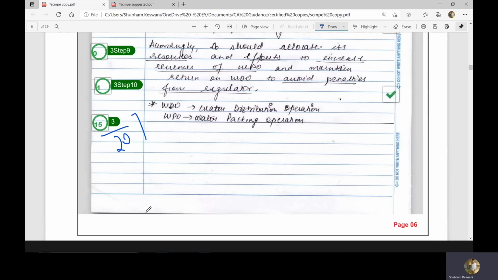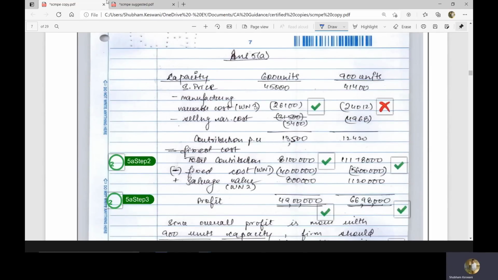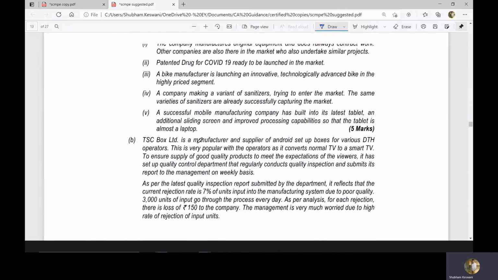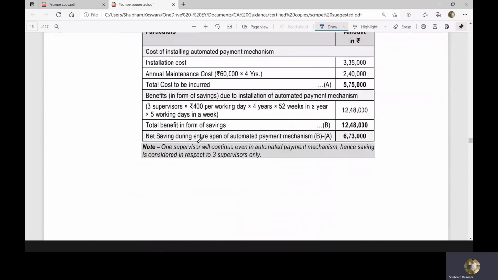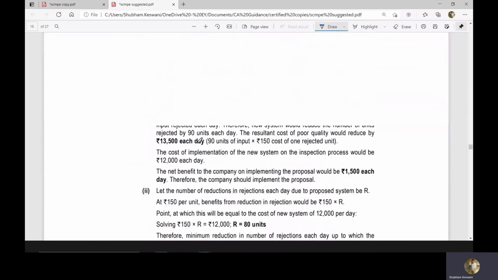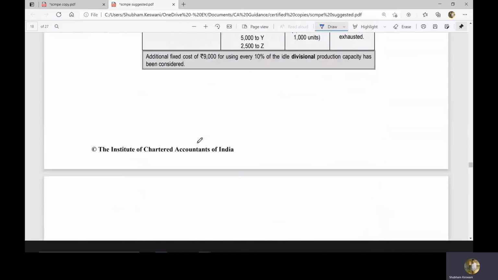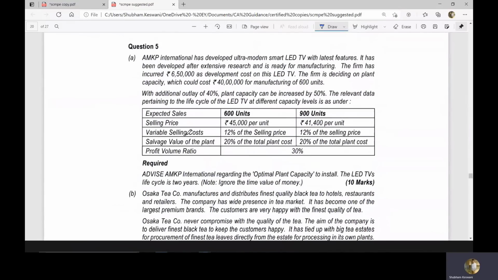So this is the whole point of this costing paper. It has become more analytical now. Now, if I talk about my question 5. Where is question 5? Okay, now here is question 5.